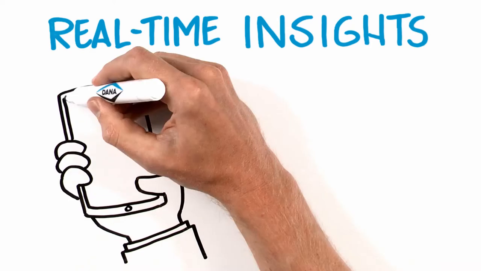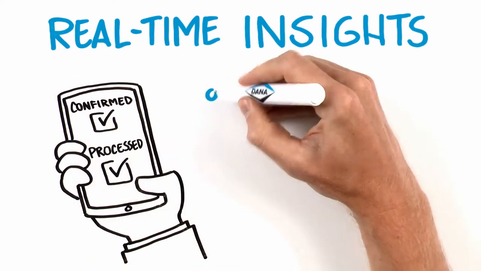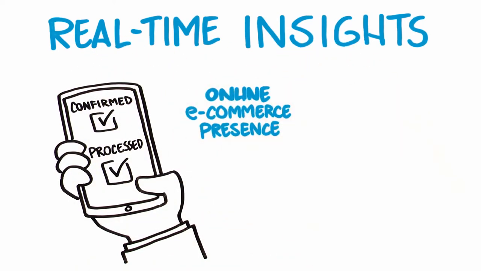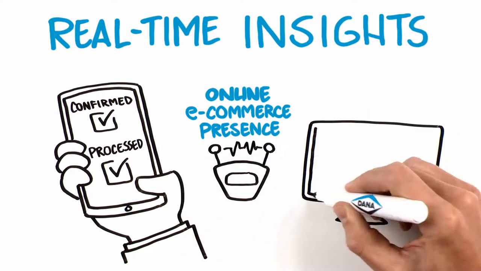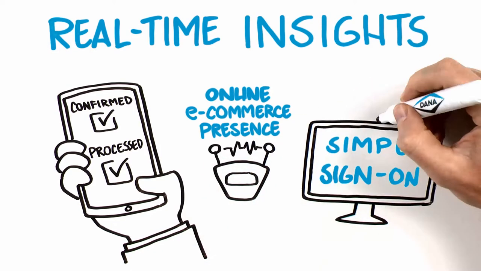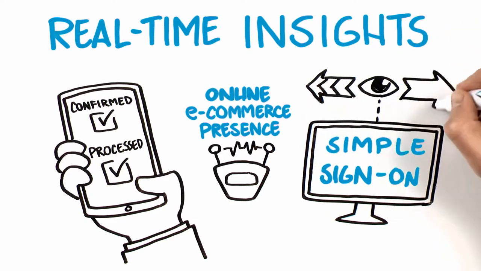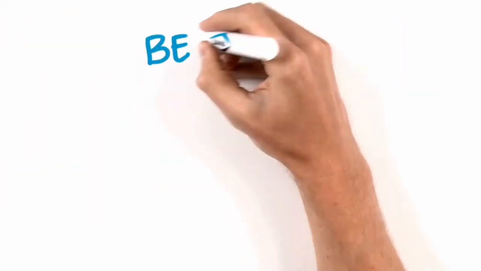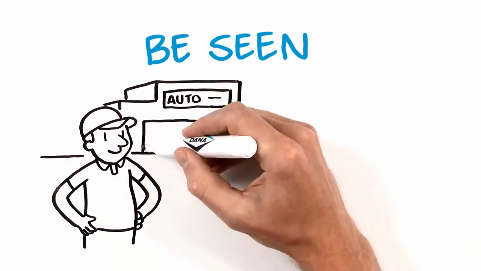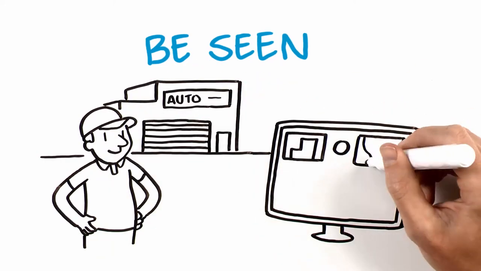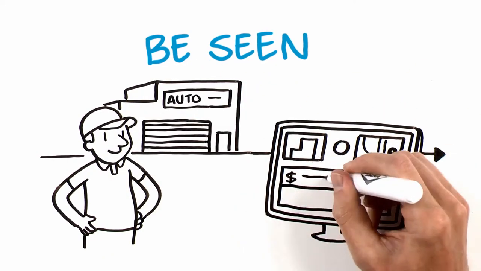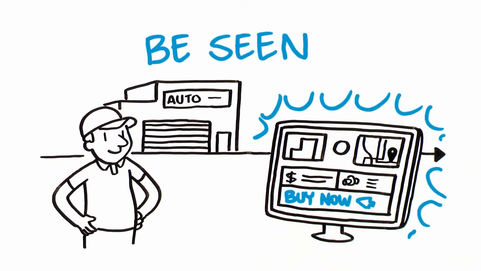Real-time insights. Don't wait overnight for inventory order confirmation and processing. Build your online e-commerce presence using Dana's product data feed widget. DanaAftermarket.com uses a quote feature to capture end customer wish lists for our distributors to fulfill. So, be seen. Build out your location's profile with store hours, location, services offered, and a profile picture in the Where to Buy feature so end customers know how to find you.